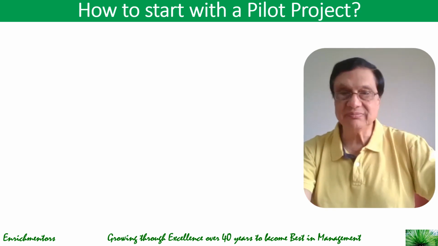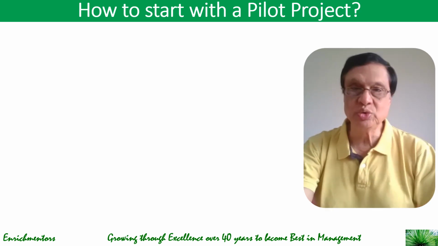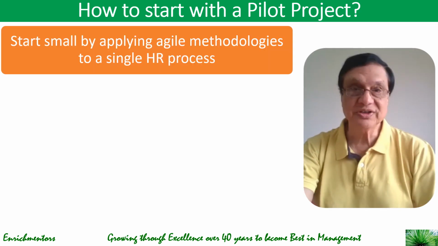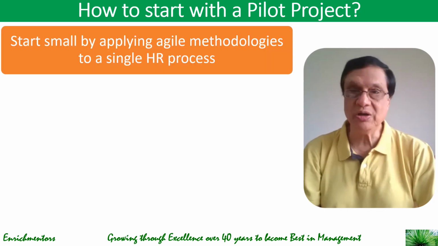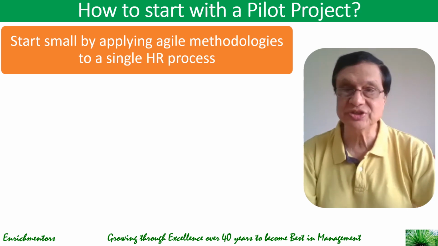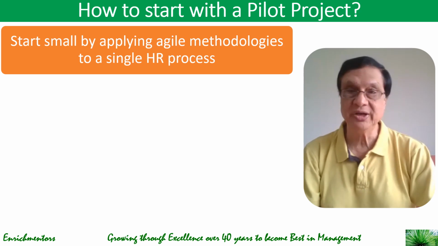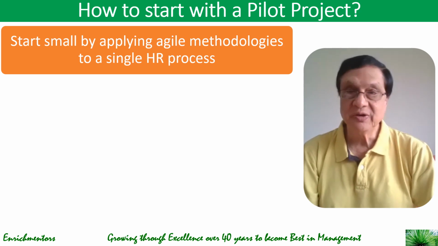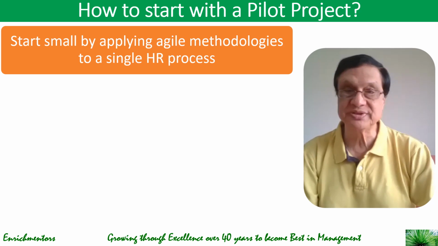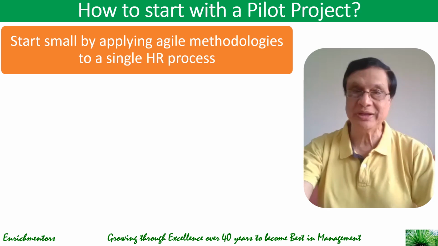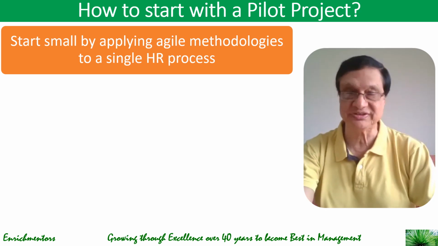So there are three things you need to do to start a pilot project on Agile HR. First, you need to start small by applying agile methodology to a single HR process. It could be performance management, it could be recruitment, or learning and development. For example, agile can be used to implement continuous feedback loops in performance reviews instead of annual appraisal. So start with one simple process, single process.